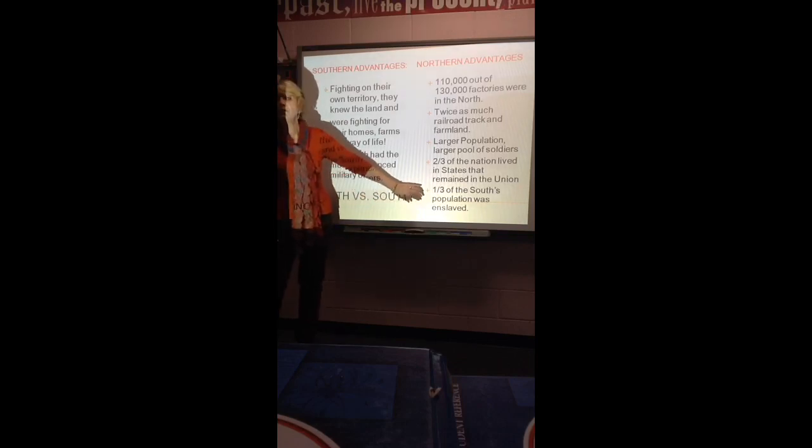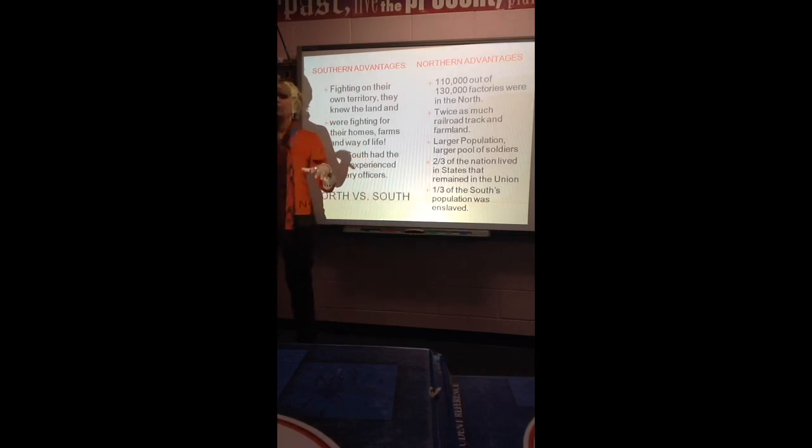And 1/3 of the South's total population were slaves who did not have any civil rights, who did not have any freedoms. So even though the South may have had a certain number of people, 1/3 of those people were not going to fight on the side of the South.